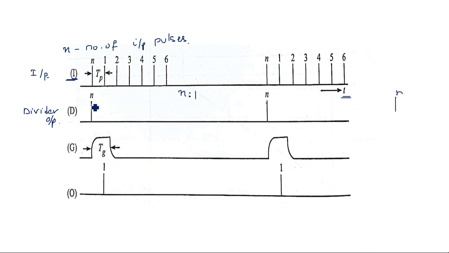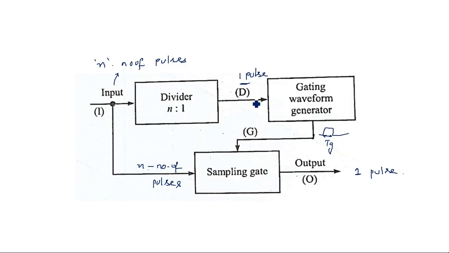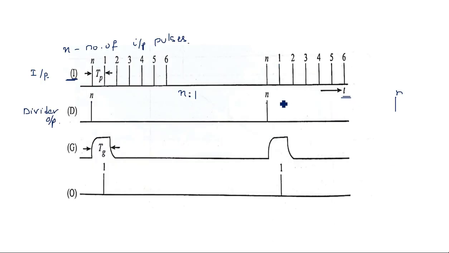Now, whenever the nth pulse is given, where is this nth pulse going? Here. The divider output is going to the gating waveform generator. Whenever the nth pulse is given to the gating waveform generator, automatically the gating waveform starts to generate. It is the output of the gating pulse or gating waveform generator. So automatically when this pulse is given, a gating waveform is originated. This is the gating pulse.